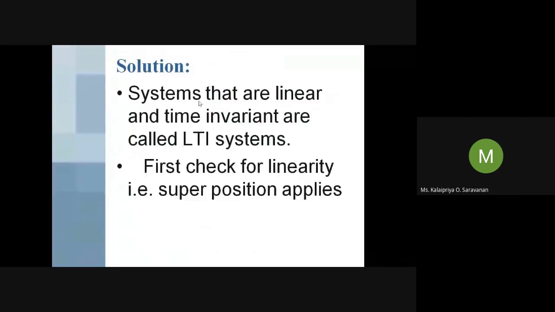What they have asked us to conclude is whether the given system falls under the linear and time invariance property. Any system which satisfies both the linearity property and the time invariance property is called an LTI system. So first, to check for linearity, we'll have to apply the superposition principle. If the LHS and RHS of the superposition principle are satisfied by the given equation, then this particular system is said to follow the superposition principle, and it is said to observe linearity. So first we will check for linearity and then we will check for the time invariance property.